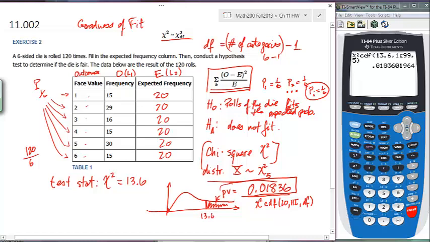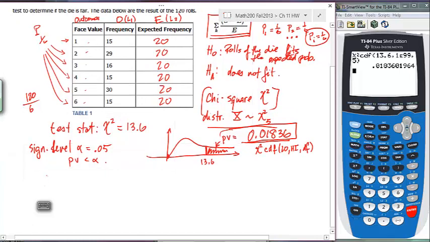So a good alpha to compare this to is alpha is 0.05. So if we assume the significance level is 0.05 and compare this p-value, our p-value is less than alpha. So we can say that we reject the null hypothesis in this case. So we're rejecting the null hypothesis. What was the null hypothesis? The null hypothesis was this was a good fit.